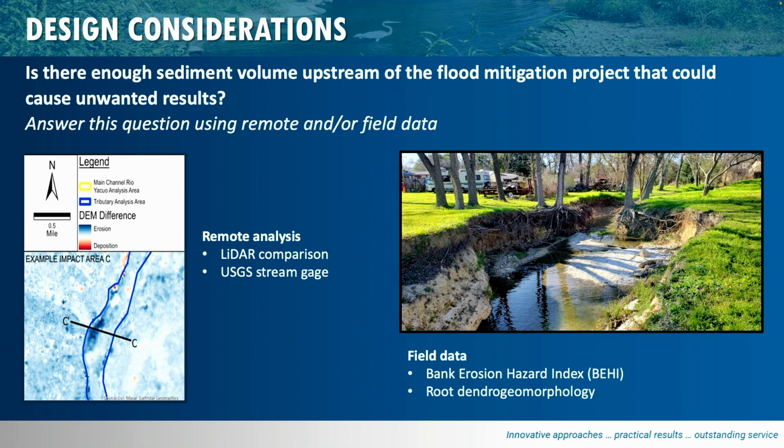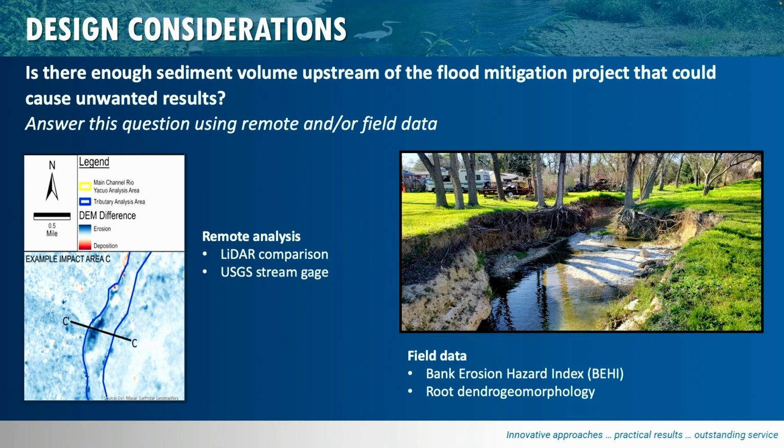The first one's called the Bank Erosion Hazard Index, or BEHI for short, which measures the geotechnical stability of the eroding bank and its susceptibility to erosion, which you can turn into an erosion rate and get a volume from. So there are other field investigations to do.